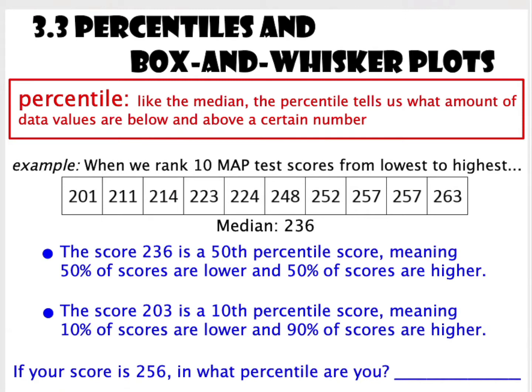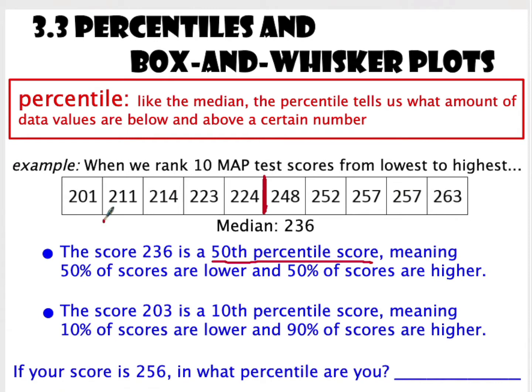Here's an example. When we rank MAP test scores, you'll see this a lot in standardized testing. We've got 10 scores from lowest to highest. If we found the median, it would be 236. And we say that the median is a 50th percentile score because 50% of the scores are lower and 50% of the scores are higher.